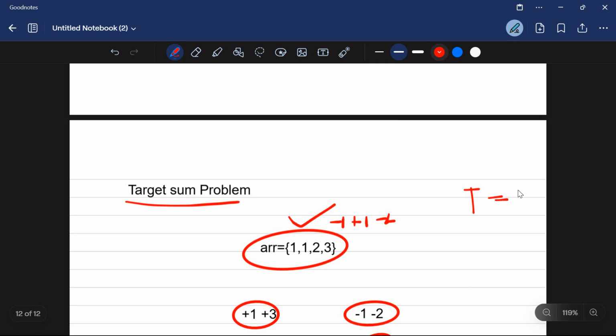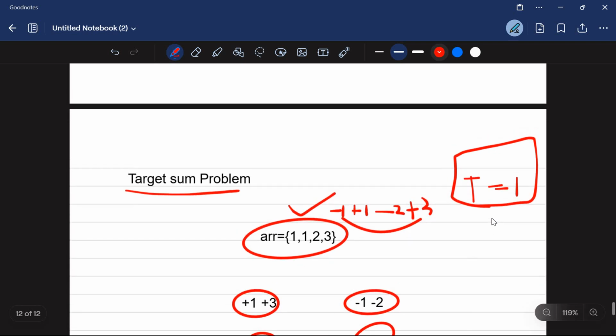Hope you will consider this thing. So minus 1 plus 1 minus 2 plus 3. This is one of the expressions. So after that, if we solve this, we will get 1, because 3 minus 2 is 1. So this is satisfied.